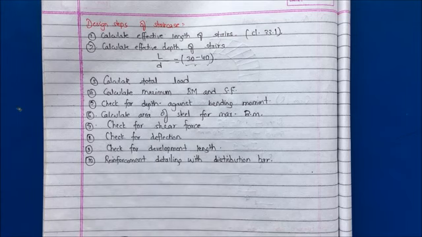Step 8 is to check for deflection, using the deflection criteria, that is L by d should be less than or equal to alpha, beta, gamma, lambda, delta, where alpha, beta, gamma, lambda, delta are the basic values calculated from the code using the graph.